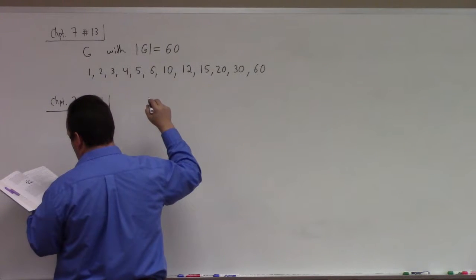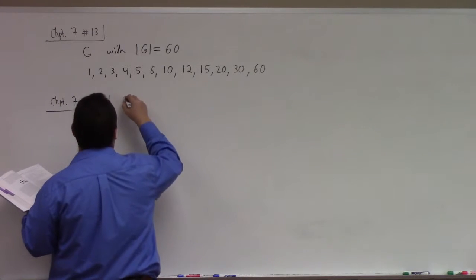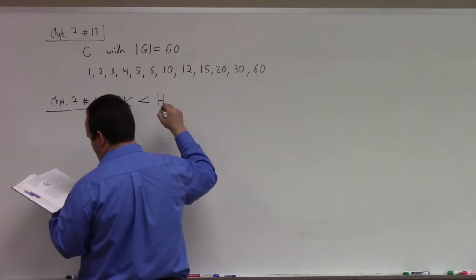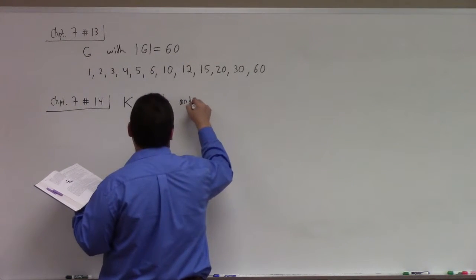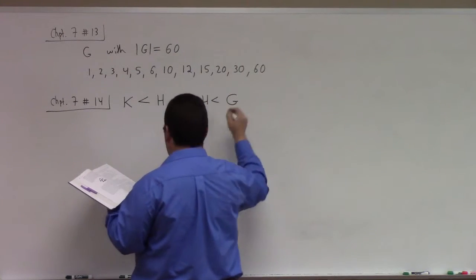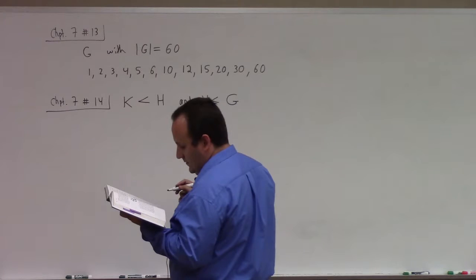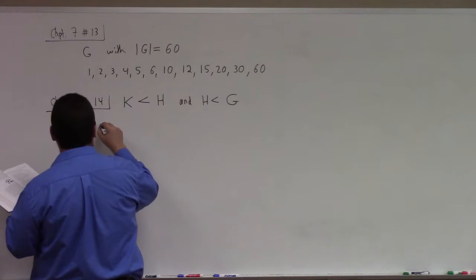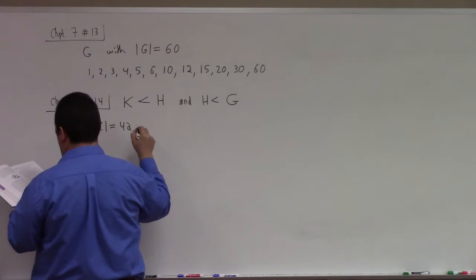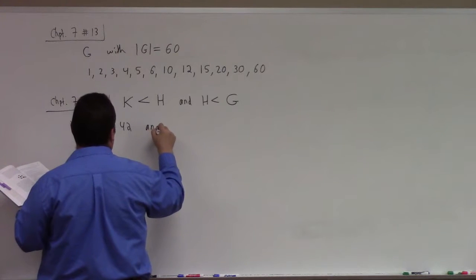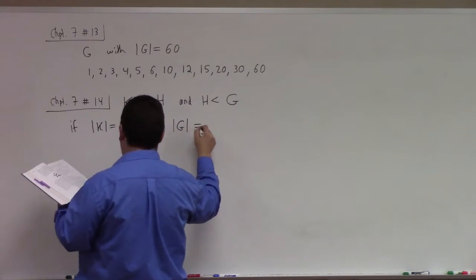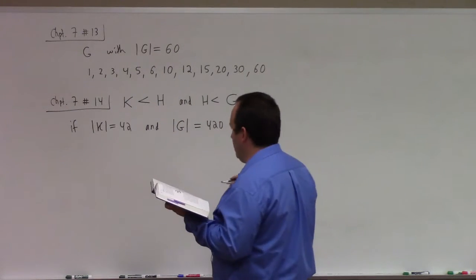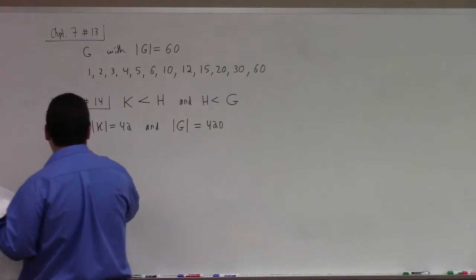Okay, so here we have K, a proper subgroup of H, and H is a proper subgroup of G. All right. And we're given that the order of K is 42, and the order of G is 420, right? The question is, what are the possible orders of H?